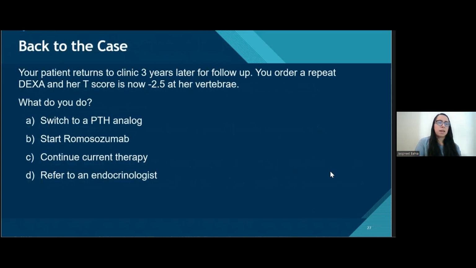Okay, so back to our case. The patient returns to clinic 3 years later for follow-up. You order a repeat DEXA and her T-score is now minus 2.5 at her vertebra. What do you do?